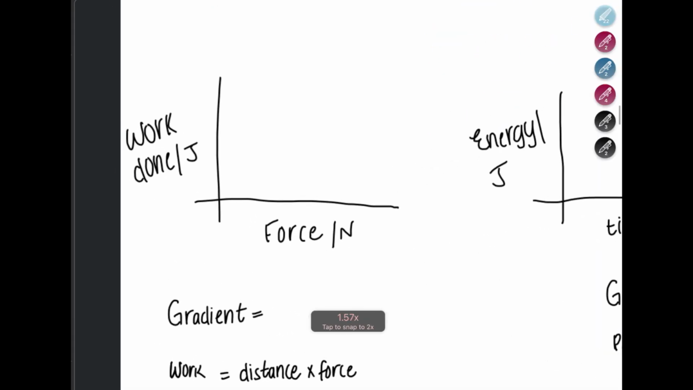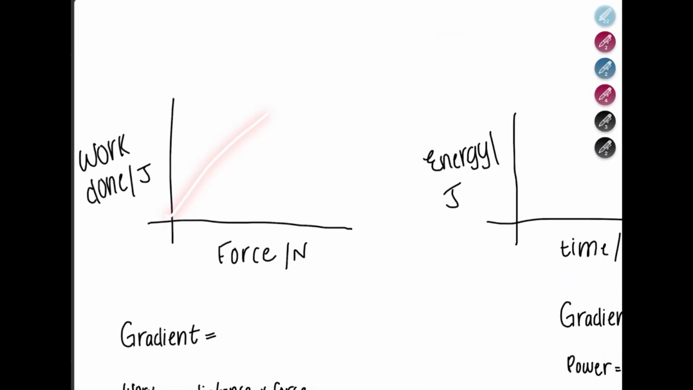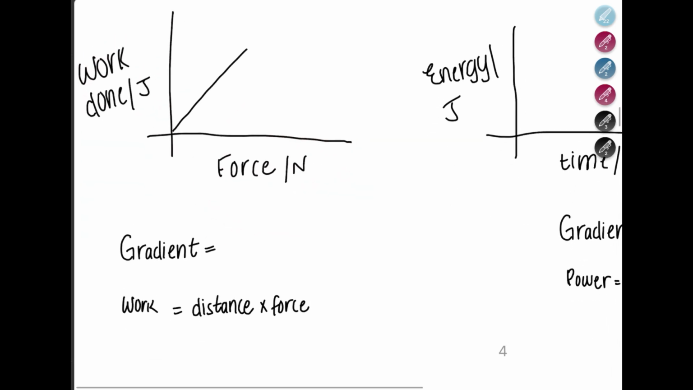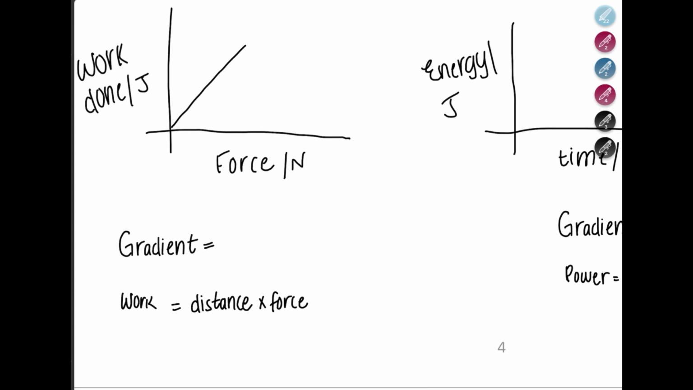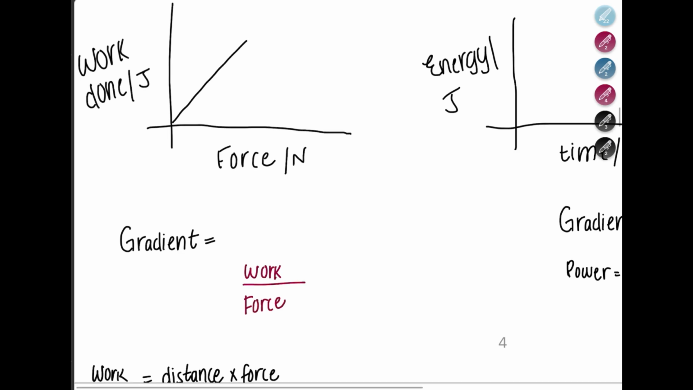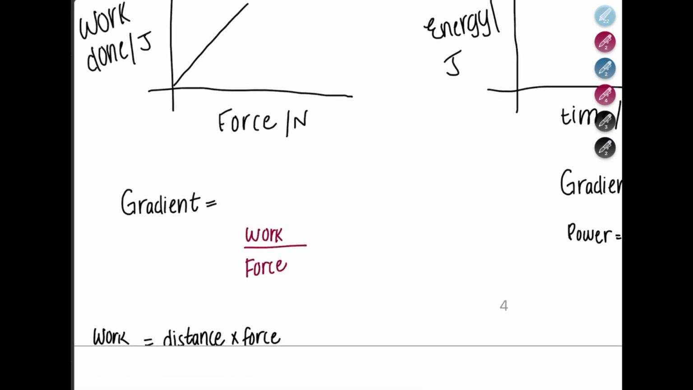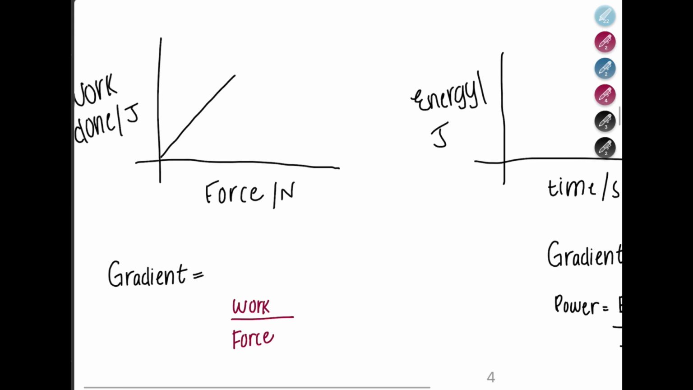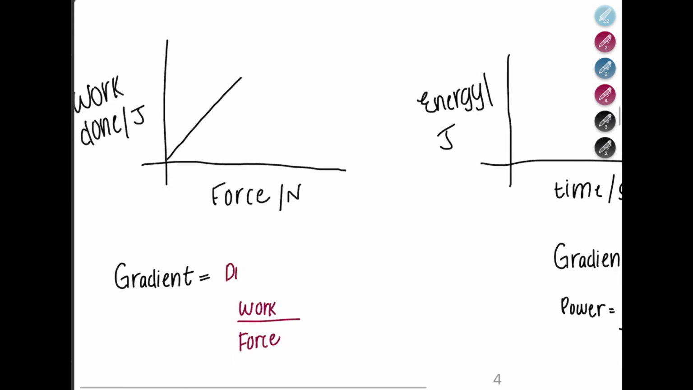For example, in this one, you have, let's say, a graph of work done on y and force on x. You're supposed to find the gradient. Now, gradient is going to be work done over force. Remember this equation, work equals force multiplied by distance. So work divided by force will give you distance. So here the gradient represents the distance traveled.